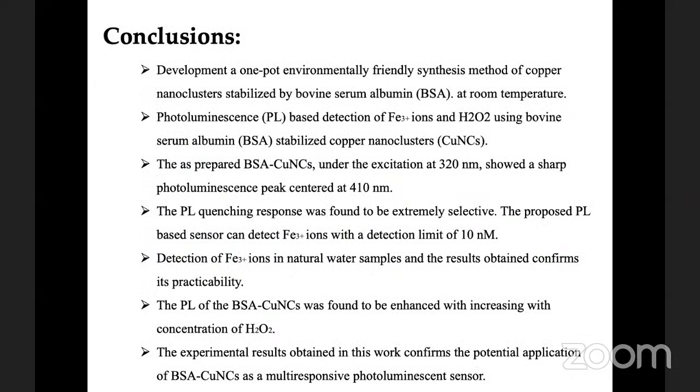With all this, I would like to conclude that we have developed a one-pot environmentally friendly synthesis of copper nanoclusters, which were stabilized using BSA. We have tested them for sensing of Fe3+ and H2O2. In the case of H2O2, the detection limit was around 0.11 micromolar, and in the case of Fe3+, the detection limit was 10 nanomolar. We have even used this method for the detection of Fe3+ ions in natural water samples, and these results show the application of these copper nanoclusters as a multi-responsive PL sensor.